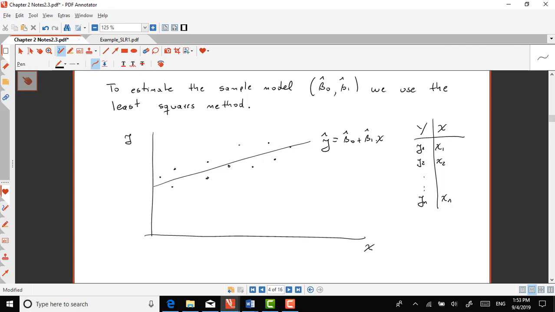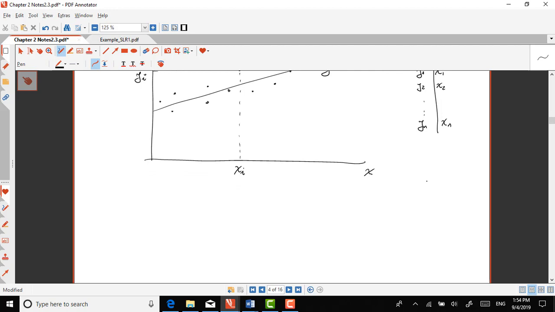Now let's pick a specific value. This is going to be the point xi. For this xi, we have a yi. So let's start with this. The point (xi, yi) is an observed point, so that's what you observe. Another way to say it is that yi is the observed value when x is equal to xi.